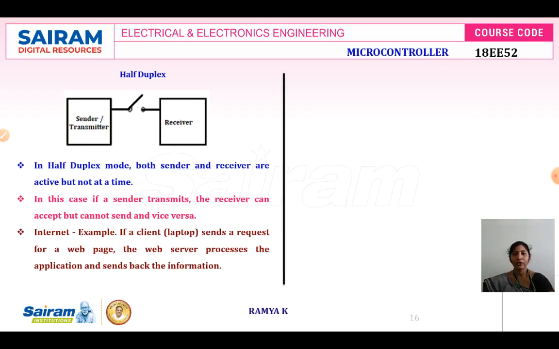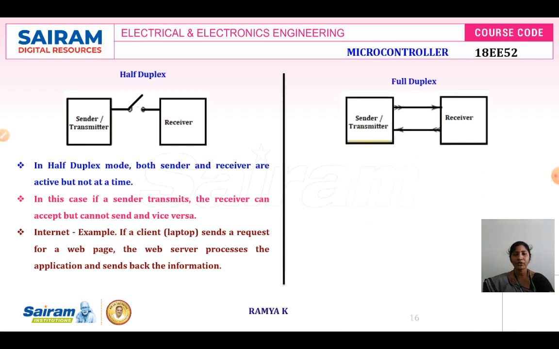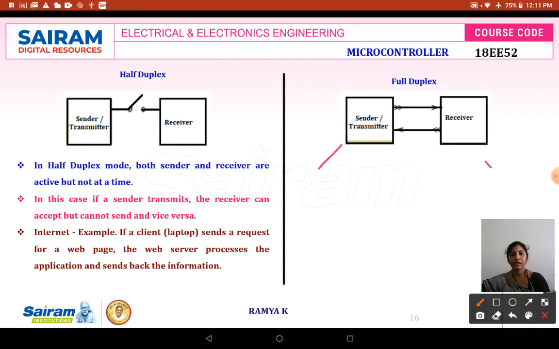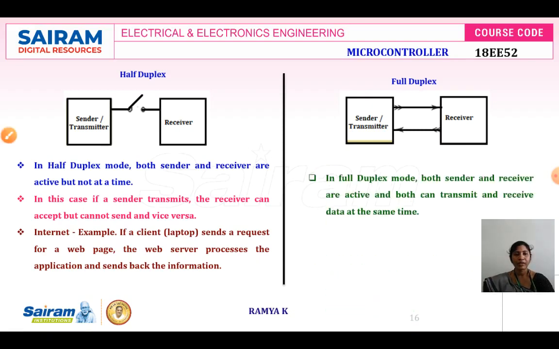Whereas in case of your full duplex, the diagram is shown over here. The diagram comprises your sender as well as your receiver, and in this it is possible for us to transmit and receive the data simultaneously. Here both client and server will be active, whereas in half duplex, either the client is active or the server is active. In full duplex, both of them will be active and can transmit and receive the data simultaneously at a time.